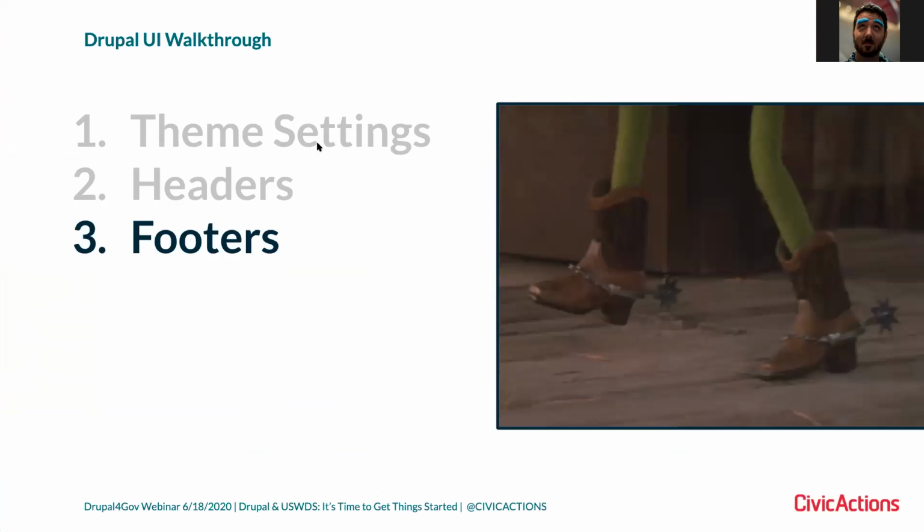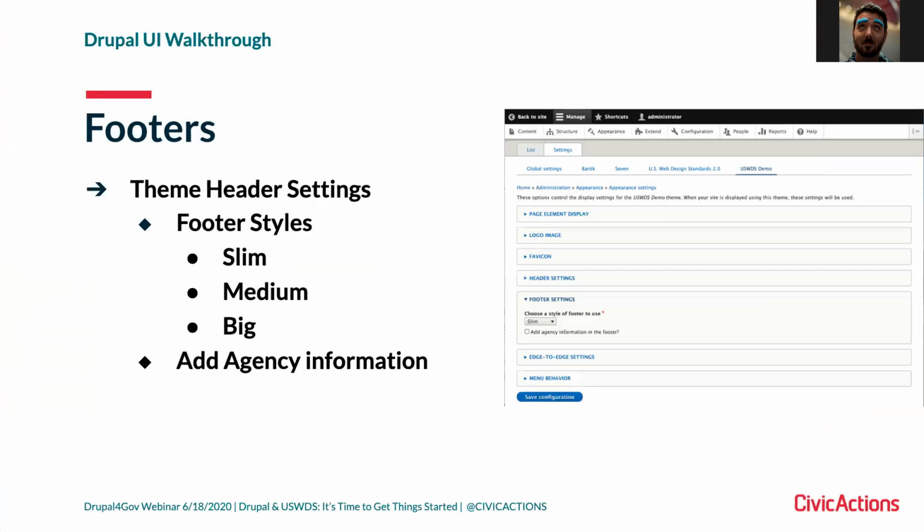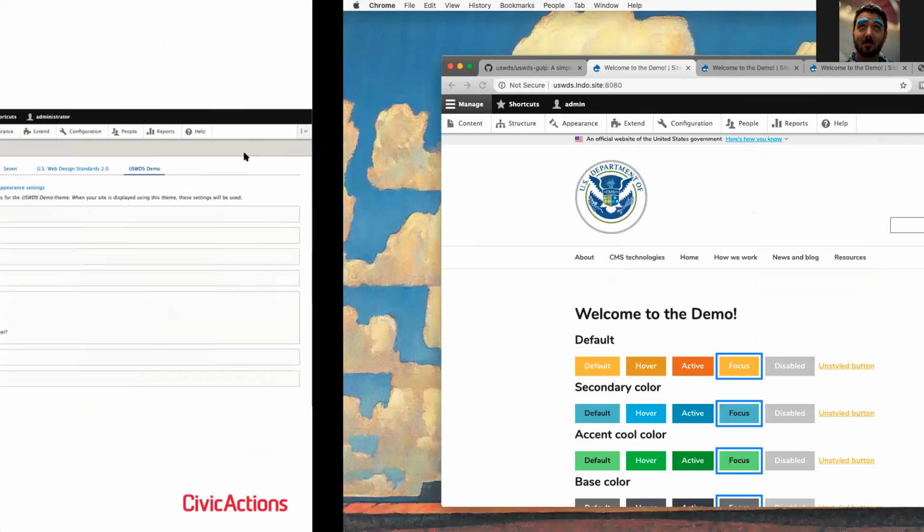All right, now let's look at footers. In the footers, you have footer styles. You have 3 different styles that you can use, and then you can also add agency information in the bottom of that. So let's take a look at that in the actual interface, please.